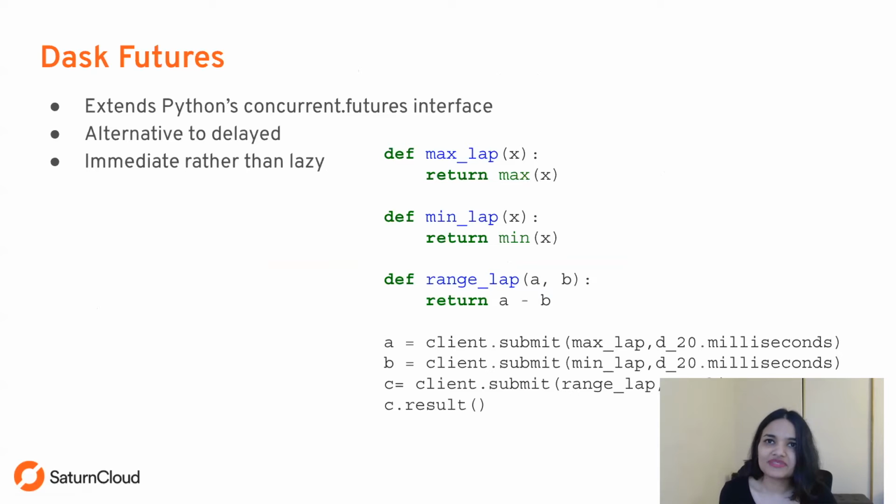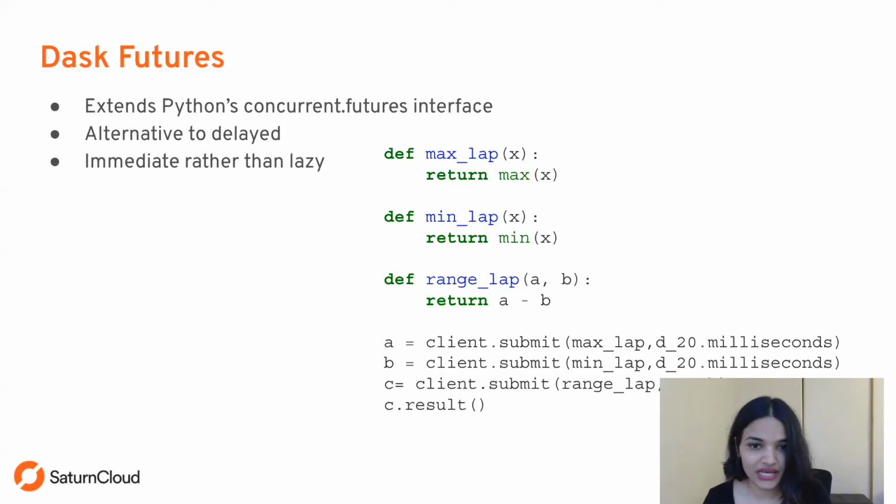Sometimes you have to work on real-time data which is streaming, so you want some immediate results. Or maybe you are working on some adaptive algorithms where your future result depends on your previous one. For all those cases, you can use task futures. Let's see how this works.